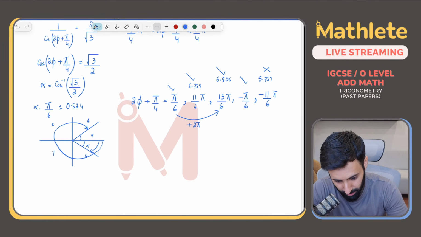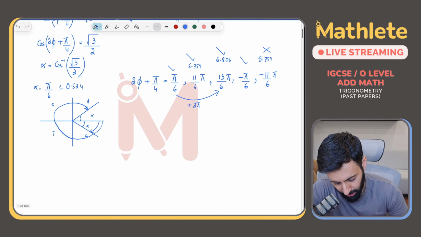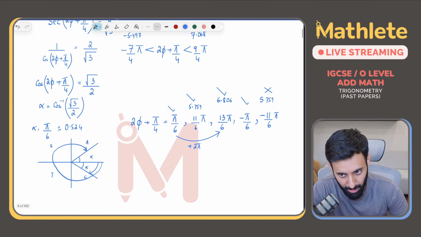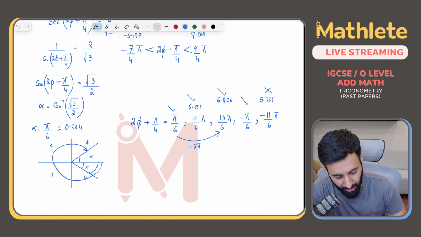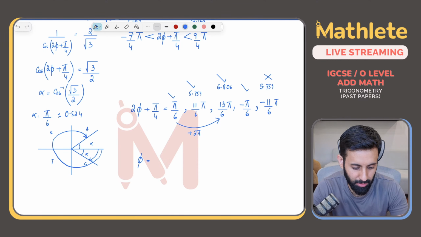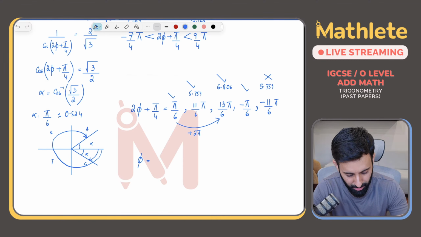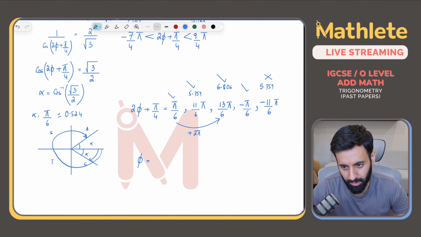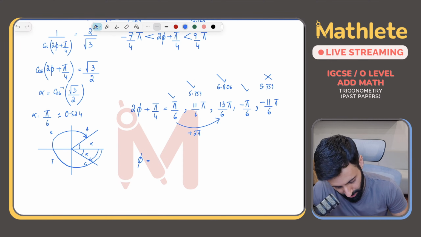So altogether, how many solutions do we have? We have 4 solutions. Since we have 4 solutions, we now need to subtract pi upon 4 from all these values and then divide the final answer by 2. That is how we will get 5 values. So let's do that one by one. Pi upon 6 minus pi upon 4 divided by 2. Do not give your answer in decimal. So we have minus 1 upon 24 pi.